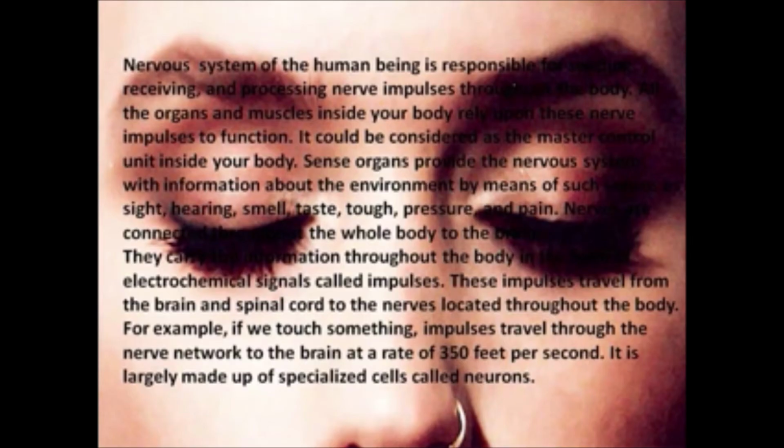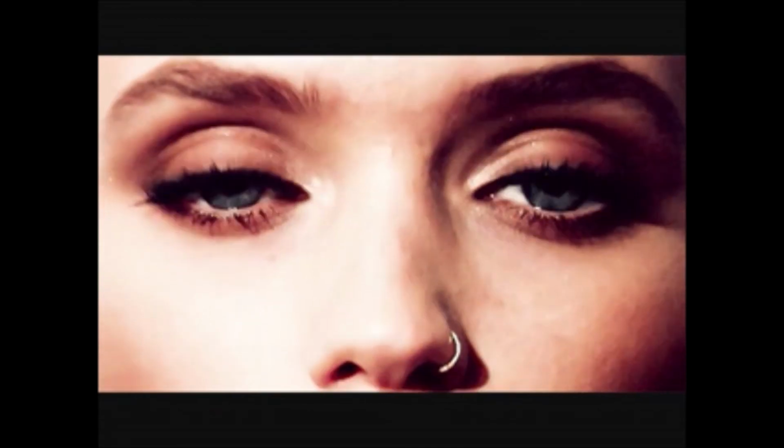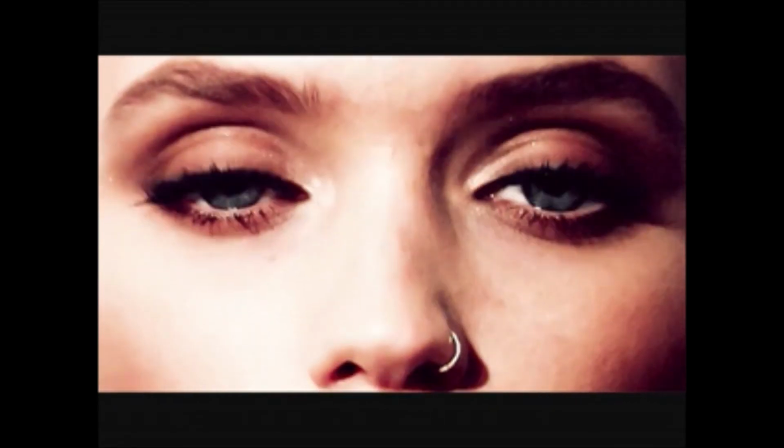The nervous system of the human being is responsible for sending, receiving, and processing nerve impulses throughout the body. All the organs and muscles inside your body rely upon these nerve impulses to function. It could be considered as the master control unit inside your body. Sense organs provide the nervous system with information about the environment by means of such senses as sight, hearing, smell, taste, touch, pressure, and pain.